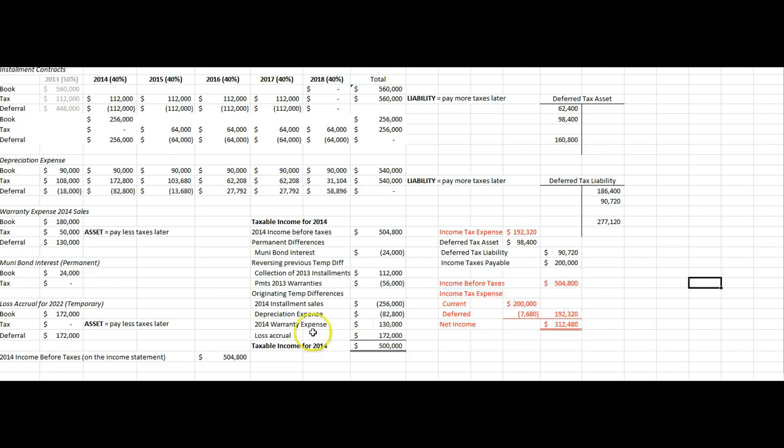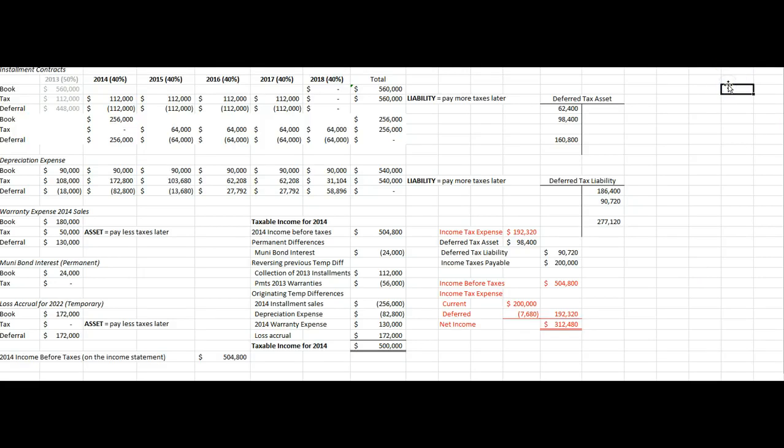Well, we're going to have income before taxes on our income statement of 504,800. We have a current income tax liability of 200. That's the check we got to write in a couple months. The deferred taxes is this minus this. The future bad news minus the future good news means that we now have a negative balance in our deferred tax accounts. So our total taxes, current plus deferred, is 192,320. 504,800 minus 192,320 gives us net income of 312,480.